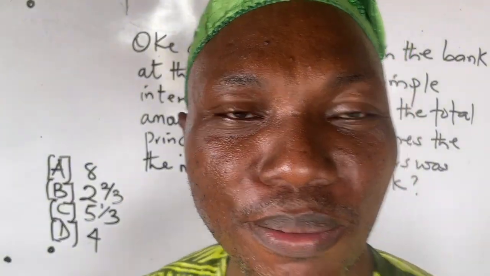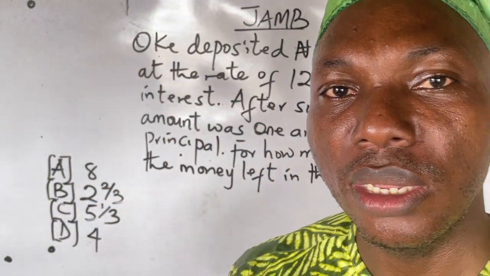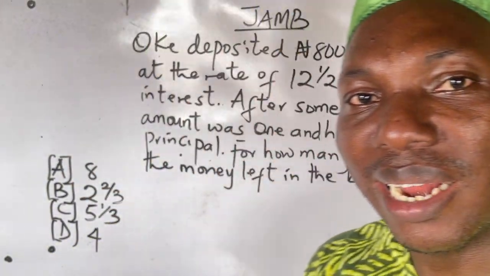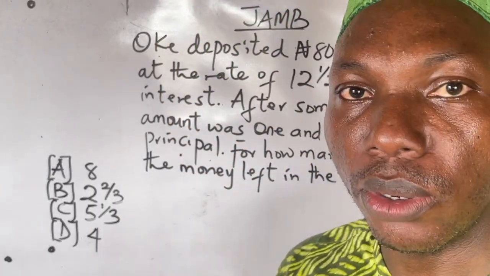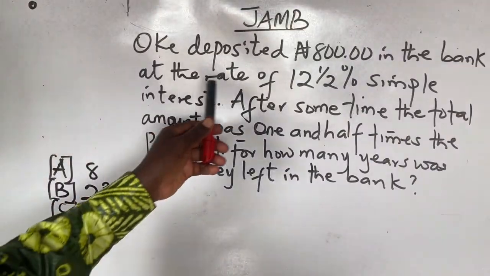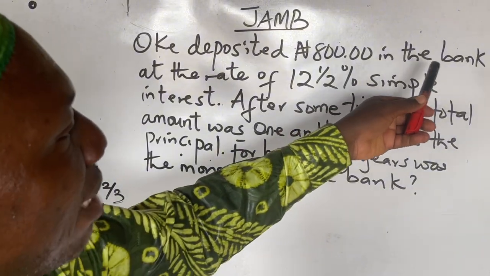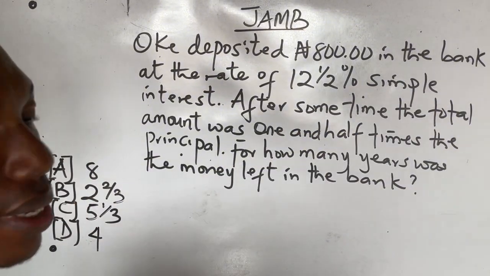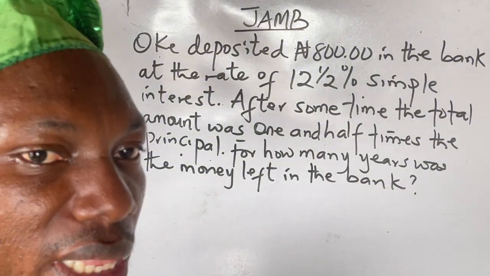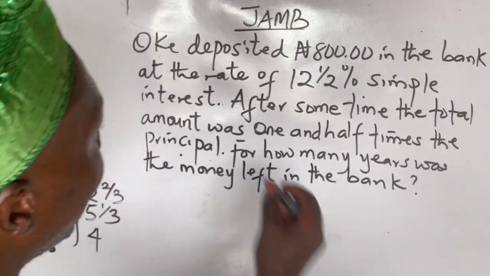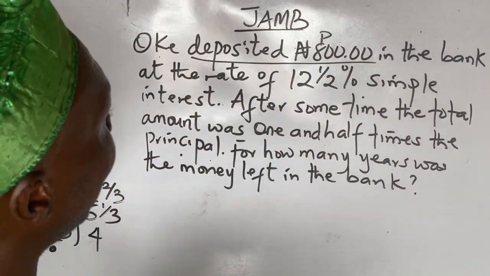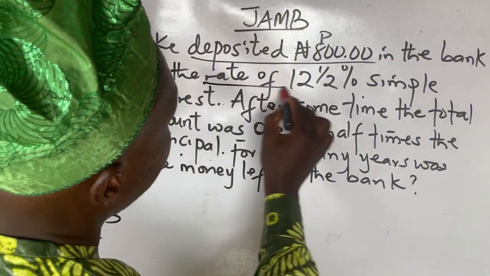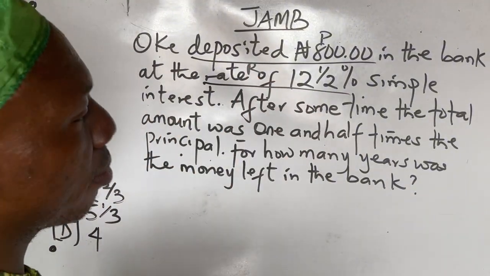Good day, friends. Today's class, we want to continue our class on simple interest, and let's solve the problem on the board. We have OK deposited 800 naira in the bank. Now what deposited means: anytime you see the word deposited or borrowed or invested, it means that's the principal. So let's call it P.